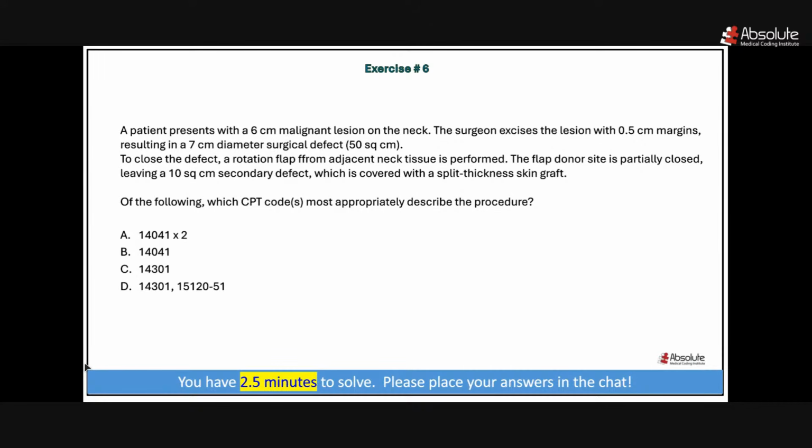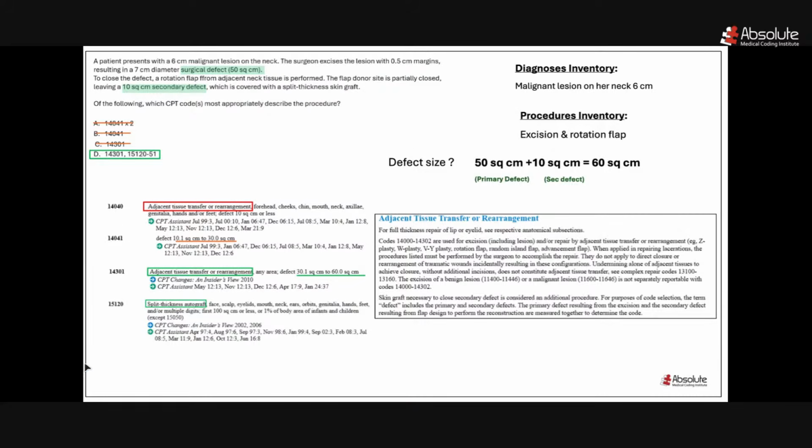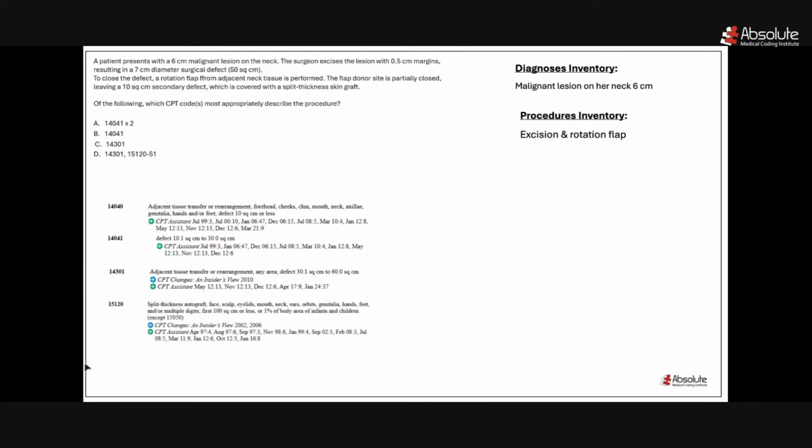All right. I can see the answers coming in the chat. Good job, excellent job. And here is how we arrive at the correct answer in this scenario. Okay, so we have a patient with malignant lesion on the neck, 6 centimeter, an excision and a rotation flap was performed here, right? Okay, so 14040 is coding for an adjacent tissue transfer of the forehead, cheeks, chin, mouth, neck, axilla, and genitalia, hands and or feet of defect size 10.1 square centimeter to 30 square centimeter.